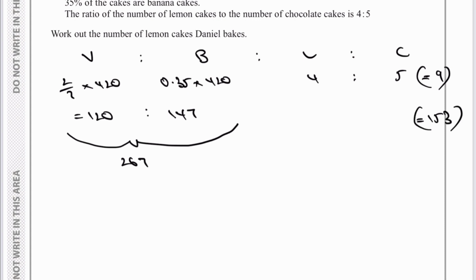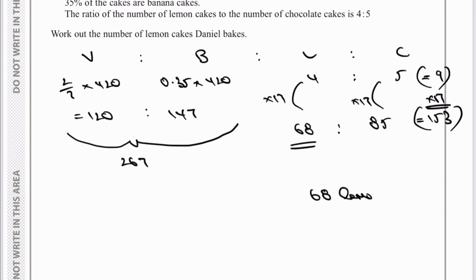Okay, so if you look at the 9 that we had originally accounted for, we need to make everything 17 times bigger. So what I need to do is multiply that by 17, and I'm going to get 85, and then multiply that by 17, and I'm going to get 68. Okay, so therefore what I know now is that lemon cakes, which is the question, the number of lemon cakes that Daniel bakes, is actually going to be 68. So hopefully that's okay for you. Don't forget you've got to account for the full 420 cakes. So 68 lemon cakes.